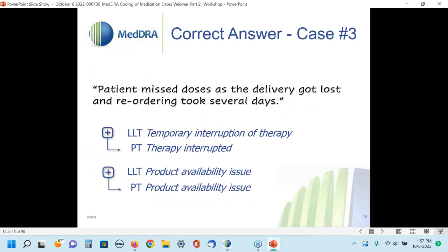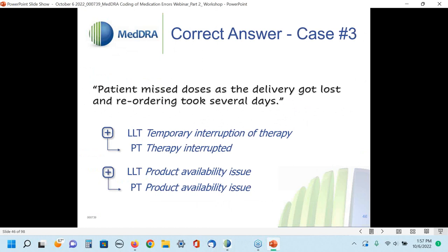Well, I suppose you could say that it was a shipping issue, but to me, I don't know exactly how it got lost. It really comes down to, you're talking about the product aspect of it, driving it around on trucks, et cetera. What I deal with is what happened to the patient. The product was not available to the patient.